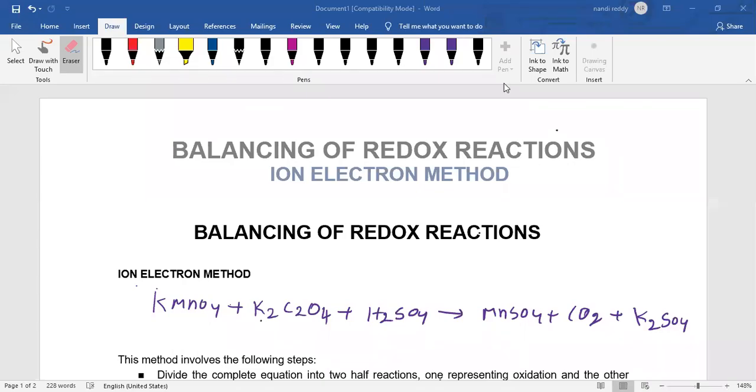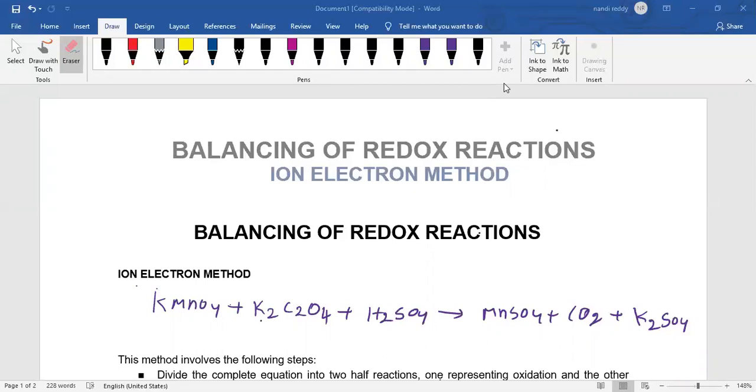Balancing of redox reactions by using the ion electron method. We are going to discuss it today. This example I have given here is in acidic medium. Already in my previous videos I discussed balancing equations by the oxidation number method, in both acidic and basic medium. Now I am going to discuss acidic medium using the ion electron method, and each step we are going to explain according to basic points.